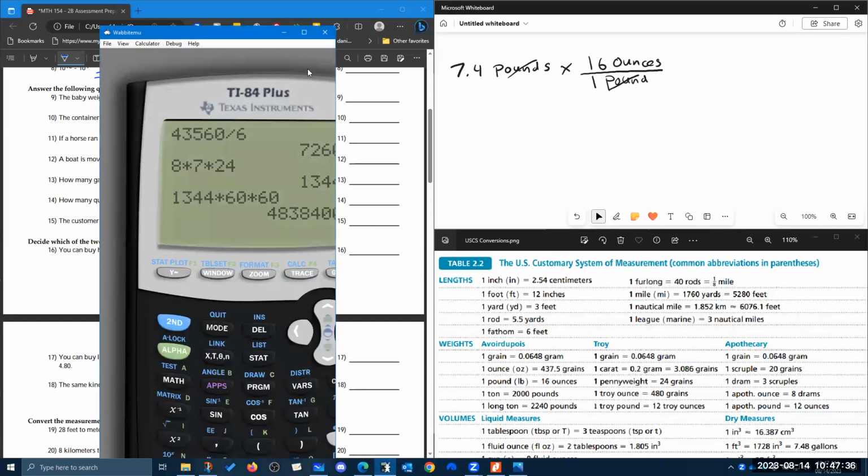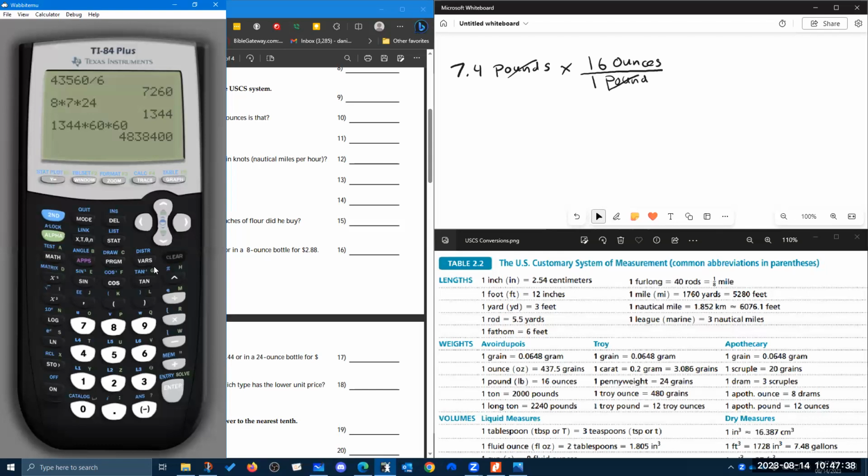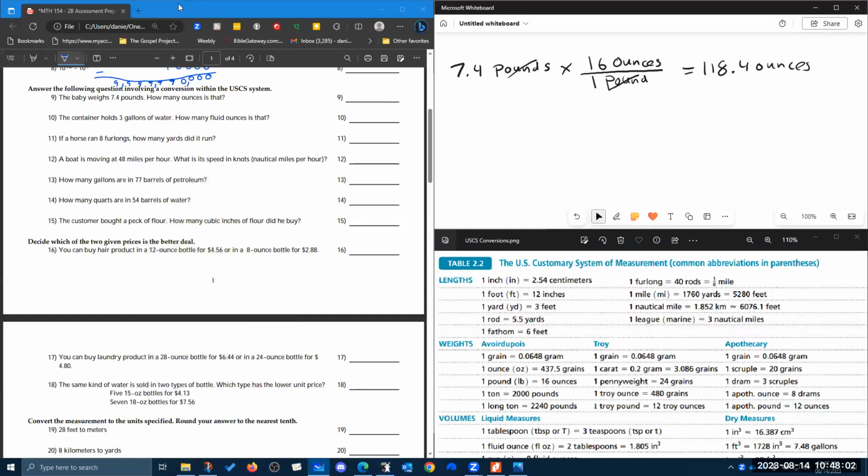So we're going to use our calculator now to say 7.4 times 16. It's going to be 118.4 ounces. 118.4 ounces.